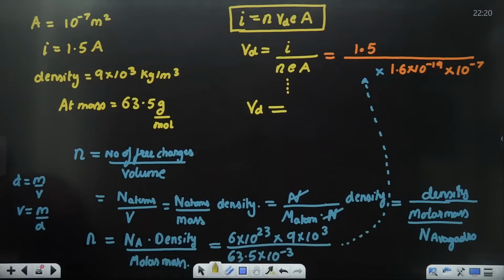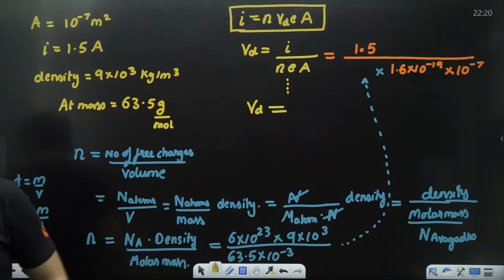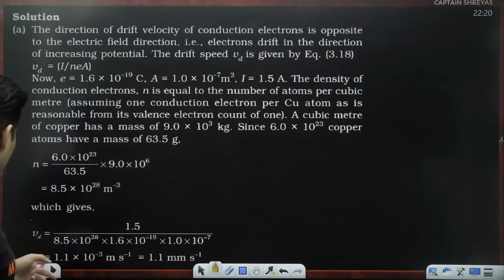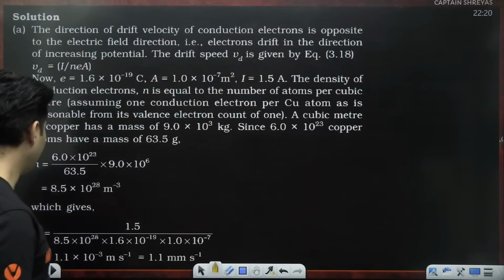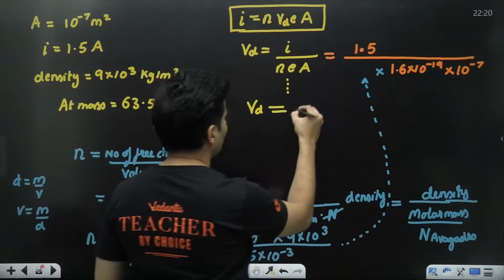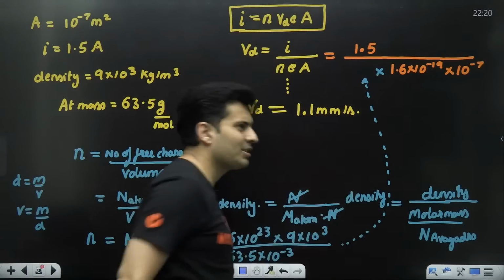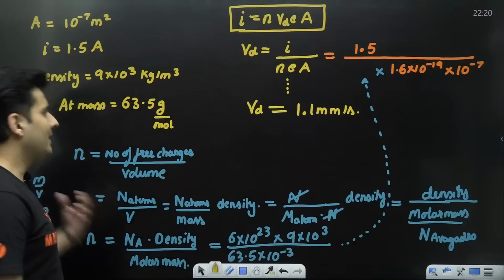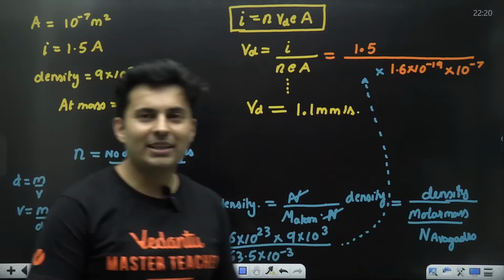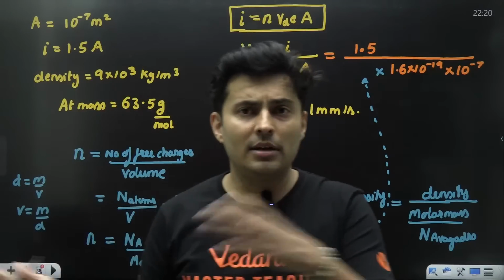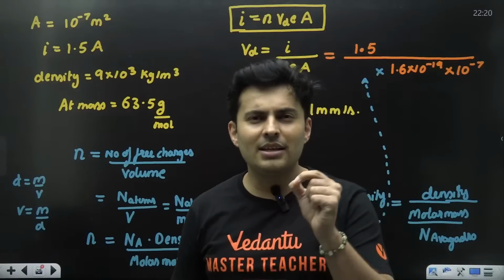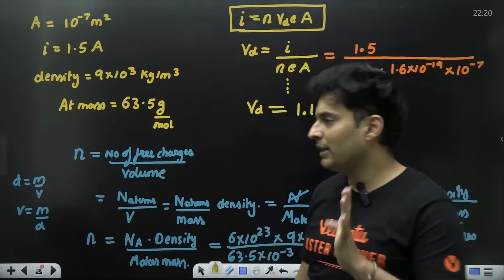Is it clear? Yes. Okay. And this value comes out close to 1.1 millimeter per second, guys. This is very small, as expected. Don't expect the electrons to move with hundreds of meters per second. They will move very slowly, very slowly.